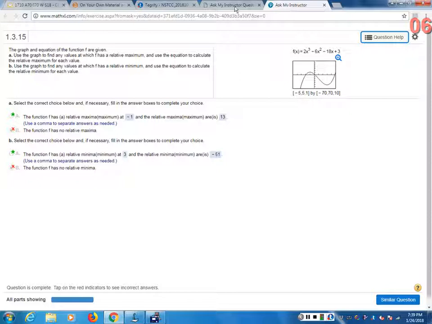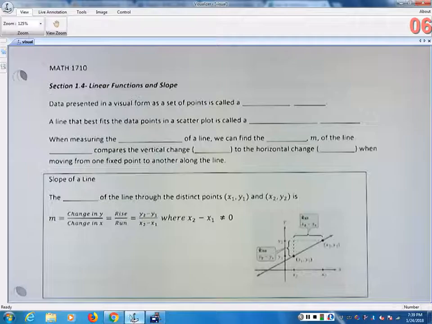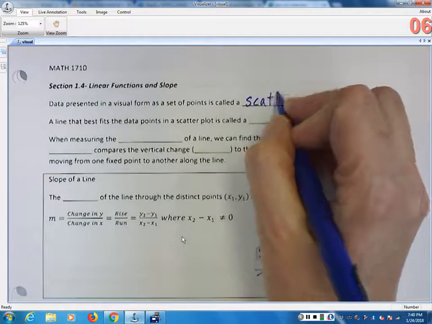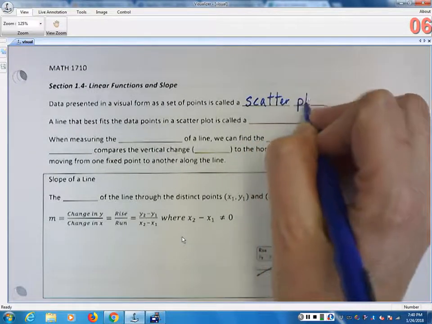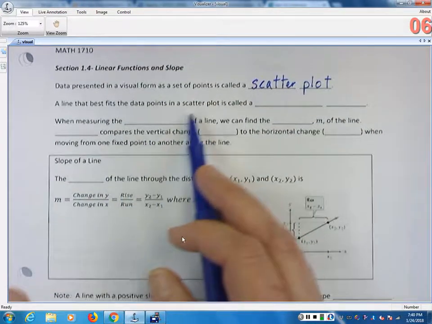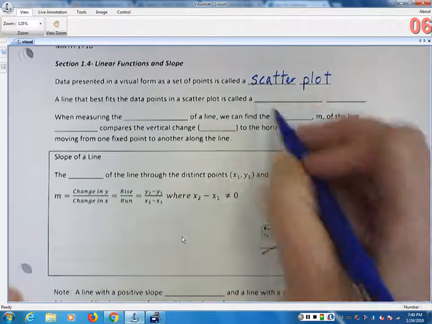All right, well. Back. Okay, section 1.4. So this is linear functions and slope. Data presented in a visual form as a set of points is called a scatter plot. A line that best fits the data points in a scatter plot is called a regression line.